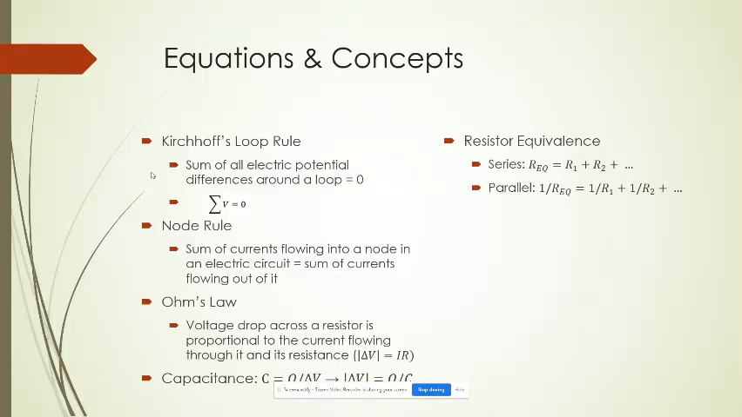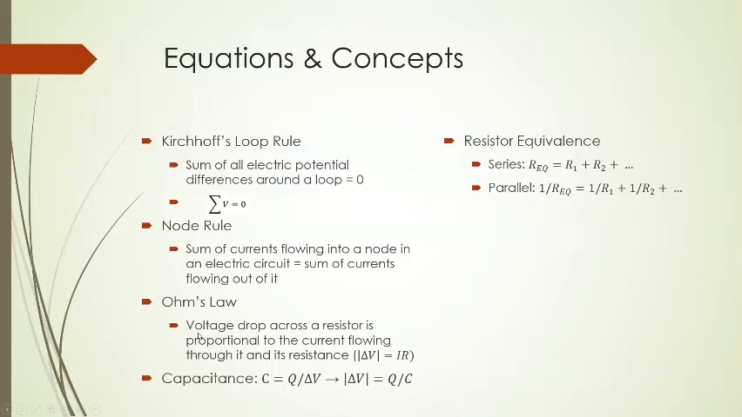So these equations and concepts: the loop rule is just that the sum of all potential differences around a loop has to be equal to 0. The node rule is similar in that the sum of the currents flowing into a node in an electric circuit must equal the sum of the currents flowing out.